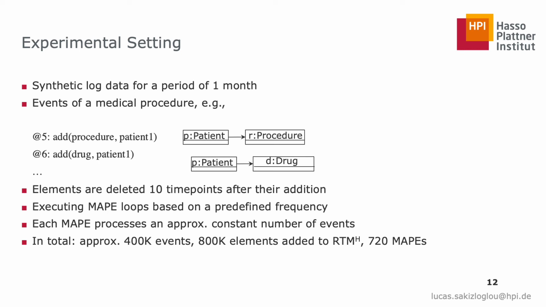We executed MAPE loops based on a predefined frequency, and each MAPE processed an approximately constant number of events. In total, 400,000 events were processed, which resulted in 800,000 elements added to the runtime model with history. Also, in total, 720 MAPEs were executed per simulation.